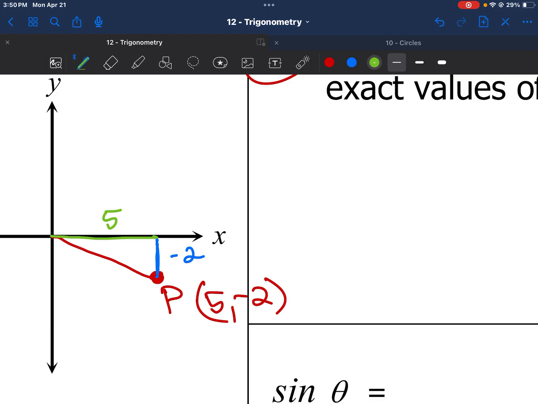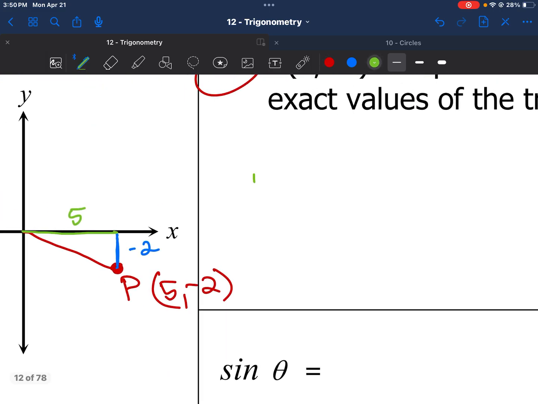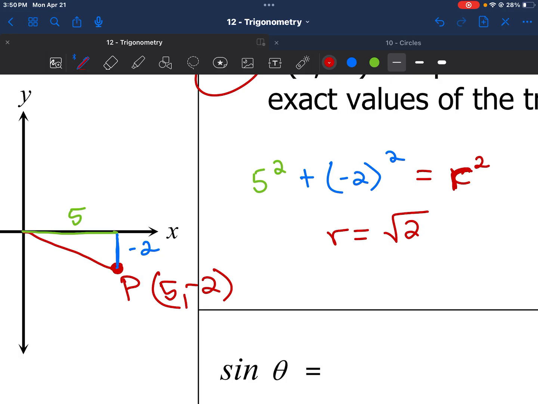And if we then want to figure out what my red line is, my hypotenuse, then we'll need Pythagorean theorem. So if we set up Pythagorean theorem, we can set it up as 5 squared plus negative 2 squared. Again, make sure you put your parentheses there, is equal to c squared. All right, so we get 25 plus 4 equals c squared. Or I guess I need to use an r squared actually for this example. So we're going to get that r is equal to square root 29, which we cannot break down anymore.